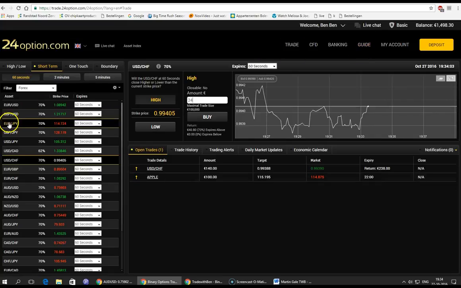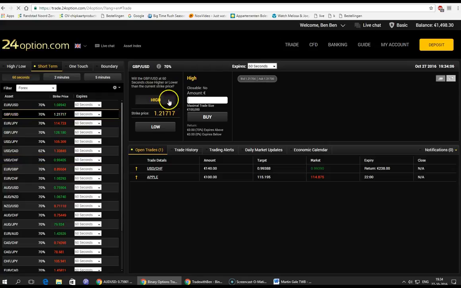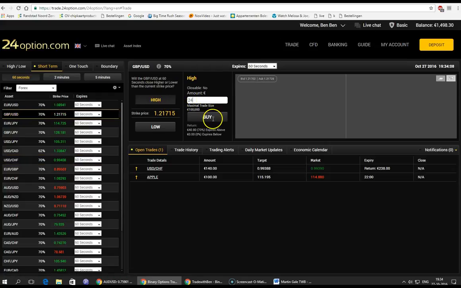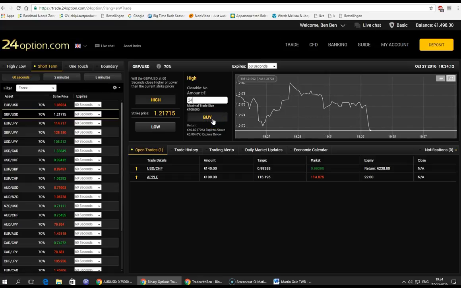Oh, by the way, GBP US dollar went down very fast. Let's see if we can take that, guys. Be prepared to place this trade. If it dips a little bit more, I will take it because it's near its support level. It's going up, by the way. Oh man, how could I not have seen this?